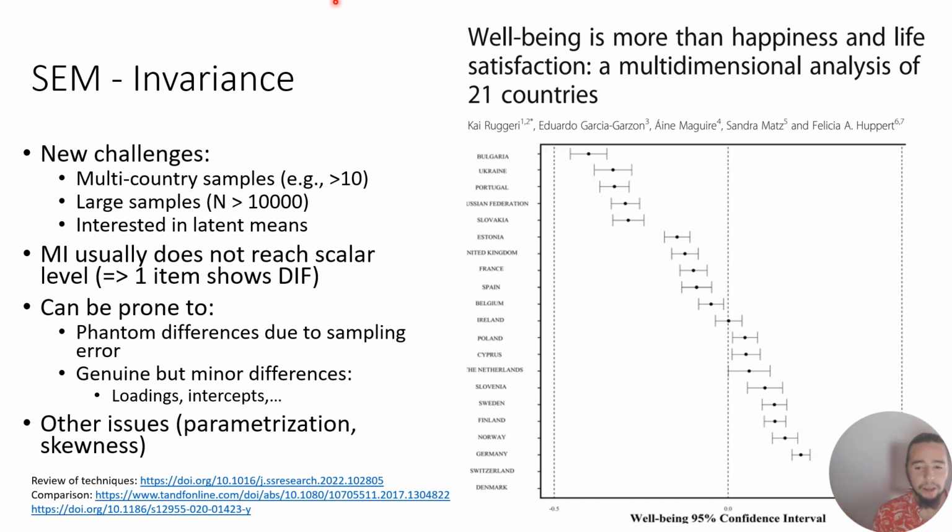Okay, so measurement invariance usually does not reach the scalar level, because it just needs one parameter to be significantly different to break the invariance level, and it can also be prone to show differences that are really there in the population, but that are minor. For example, between two countries, one of the loadings of the scale is slightly higher or slightly lower. And of course, there are other issues like parametrization or skewness. There is some review of techniques if you want to know more, and also a comparison between them.